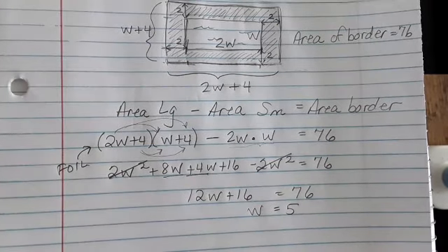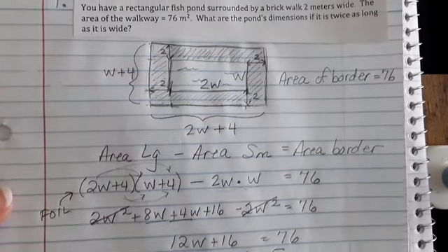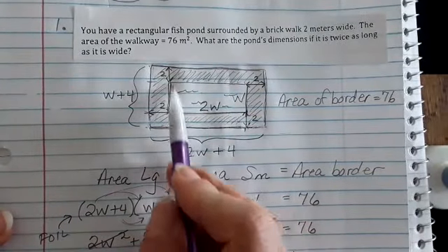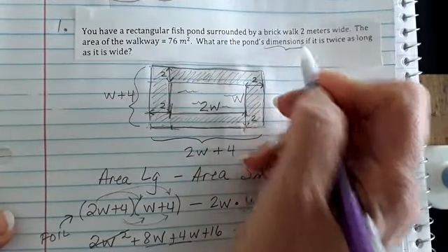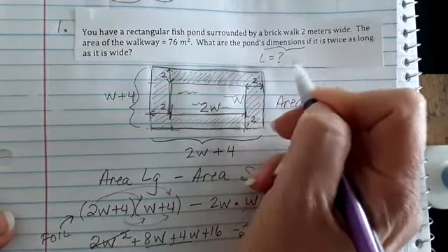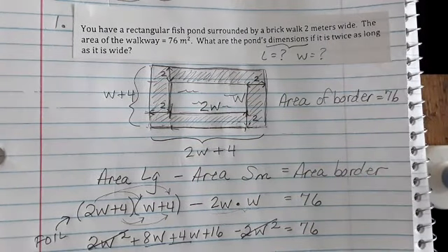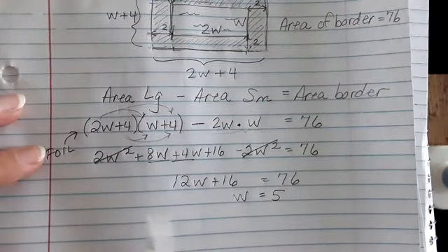Now you need to go back and look at what they're asking for in the question. Now it says, what are the pond's dimensions? The pond is your smaller rectangle. Dimensions, that means I want the length and I want the width. That's what we mean by dimensions. Give me the length and give me the width. So let's go ahead and do that for the pond.